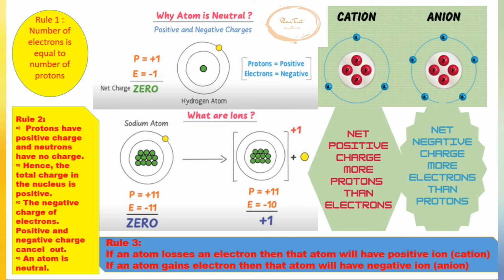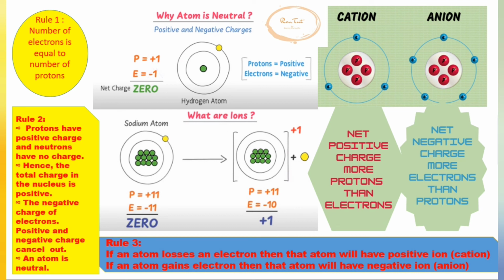So what is rule number 1? We are just discussing that once again. The number of electrons is equal to the number of protons. And rule number 2, we have seen that protons have a positive charge, neutrons do not have any charge, and the total charge in the nucleus is positive. The negative charge of the electrons and the positive charge cancel out each other, and that is why the atom is electrically neutral.